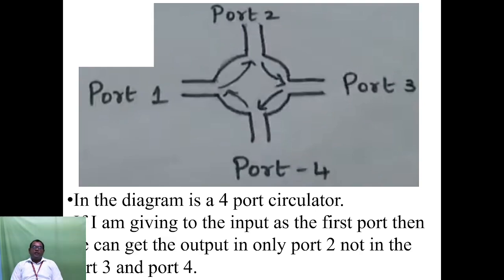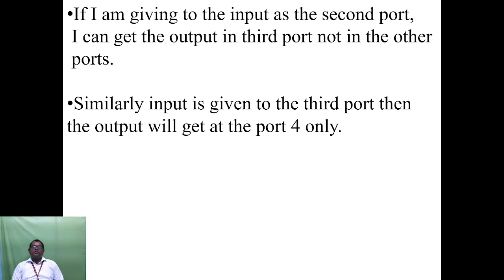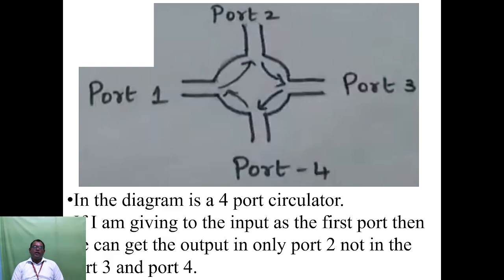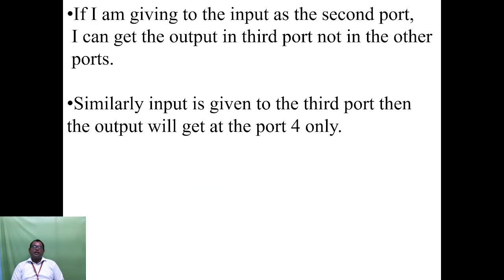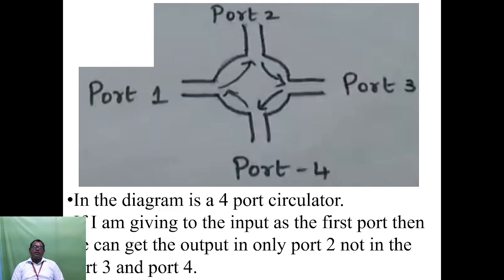This is the diagrammatic representation of the 4-port circulator. If I give input at the first port, as I told you earlier, I will get the output at port 2 only. I will not get output at port 3 and port 4. So port 2 is called the next immediate port. And if I give input at the second port, the next immediate port is port 3, so I get the output at the third port. I will not get output from port 4 and port 1.